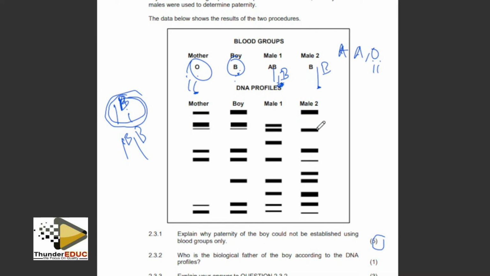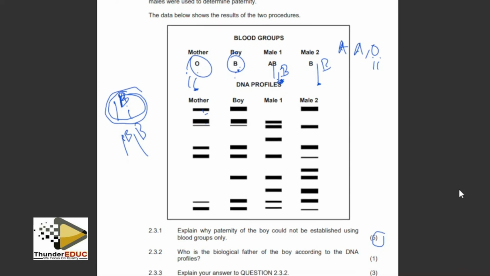Remember, all the genes that this boy or this baby is having come from the mother and the father. So if you take out all the mother's genes, because the mother is known, the remaining bands of this boy must be those of the father. Let me show you what I'm trying to say. This mother, okay, this one is not for them. Yes, this one is corresponding. So this one is out. This one corresponds. All right, this one corresponds. This one corresponds.